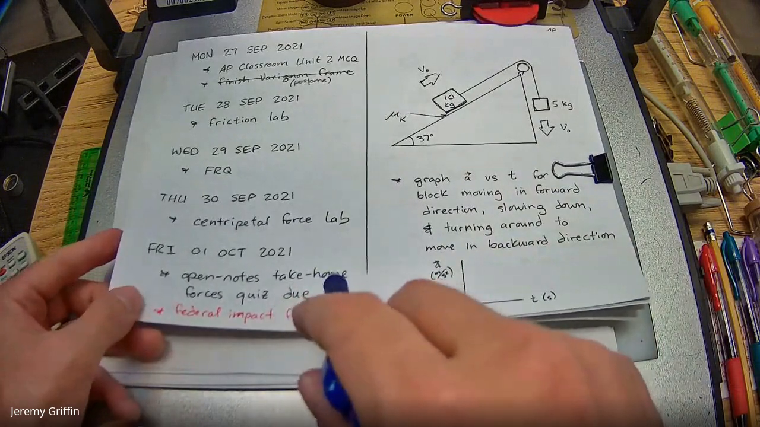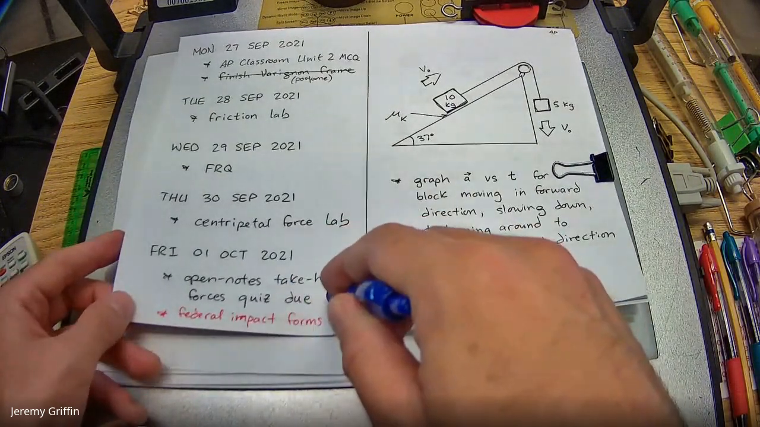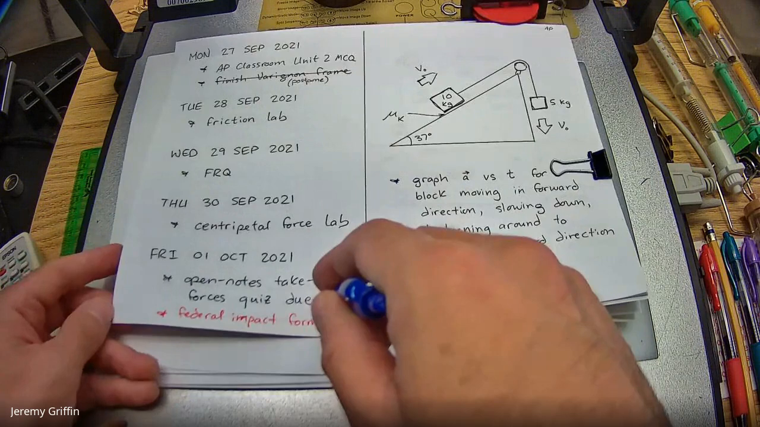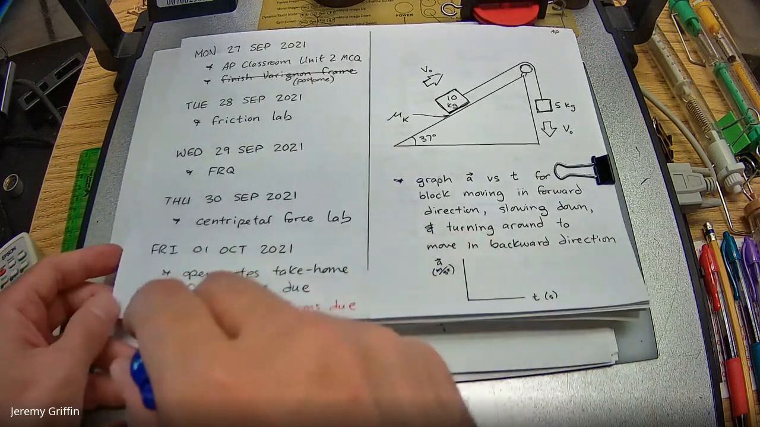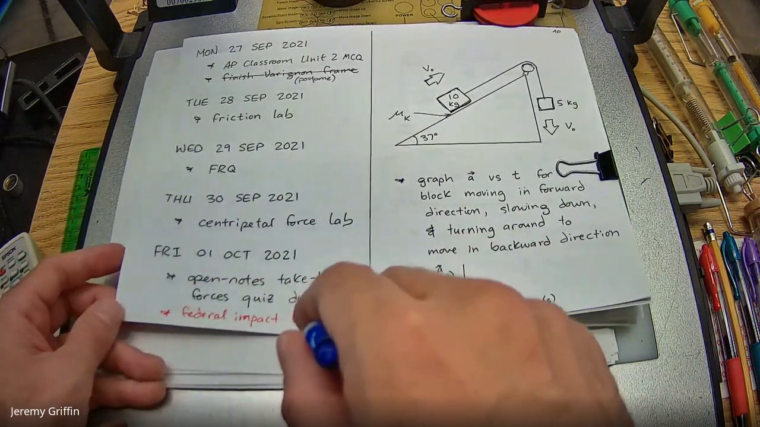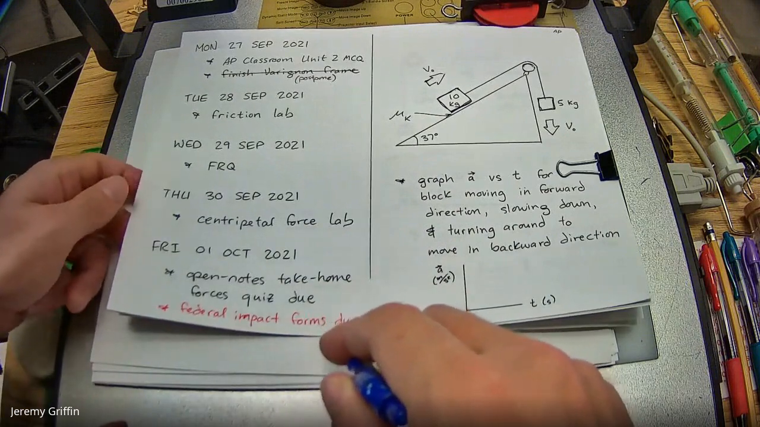Remind you guys that the Open Notes take-home quiz is due Friday. Some of you guys have turned that in already. Also, federal impact forms are due by Friday, and some of you guys have turned those in already too. So if you have those, throw them in the grade tray, and you can forget about that.